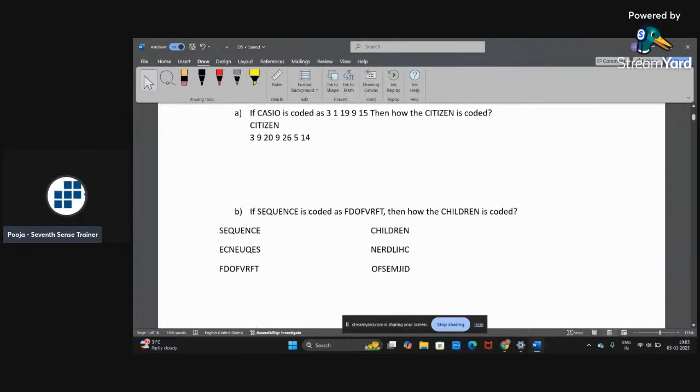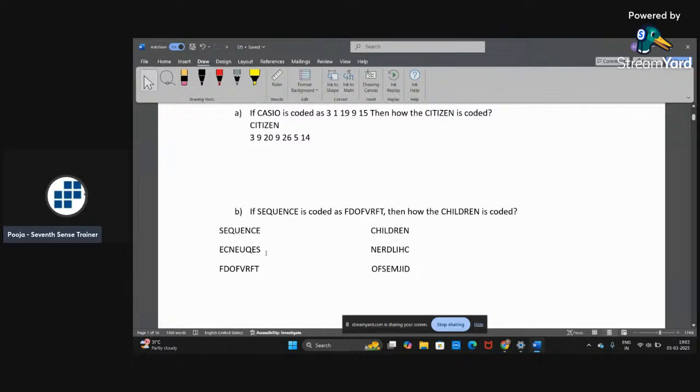See, the word sequence is coded as FDOFVRFT. First we need to find the logic which is applied here. The word sequence, first it is reversed in this way. S we have written here, E we have written here, Q, U, E, N, C. We have written it in reverse way.